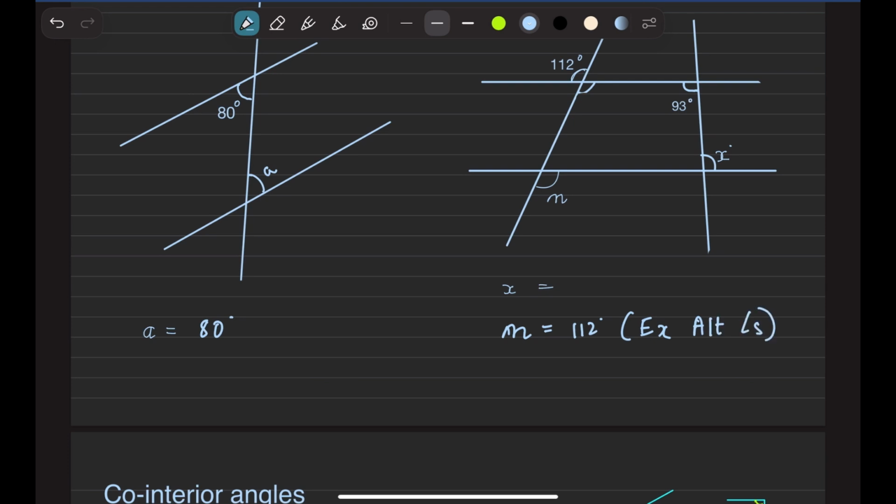What is X? X is over here. This is our Z. X is 93 degrees, interior alternate angles.